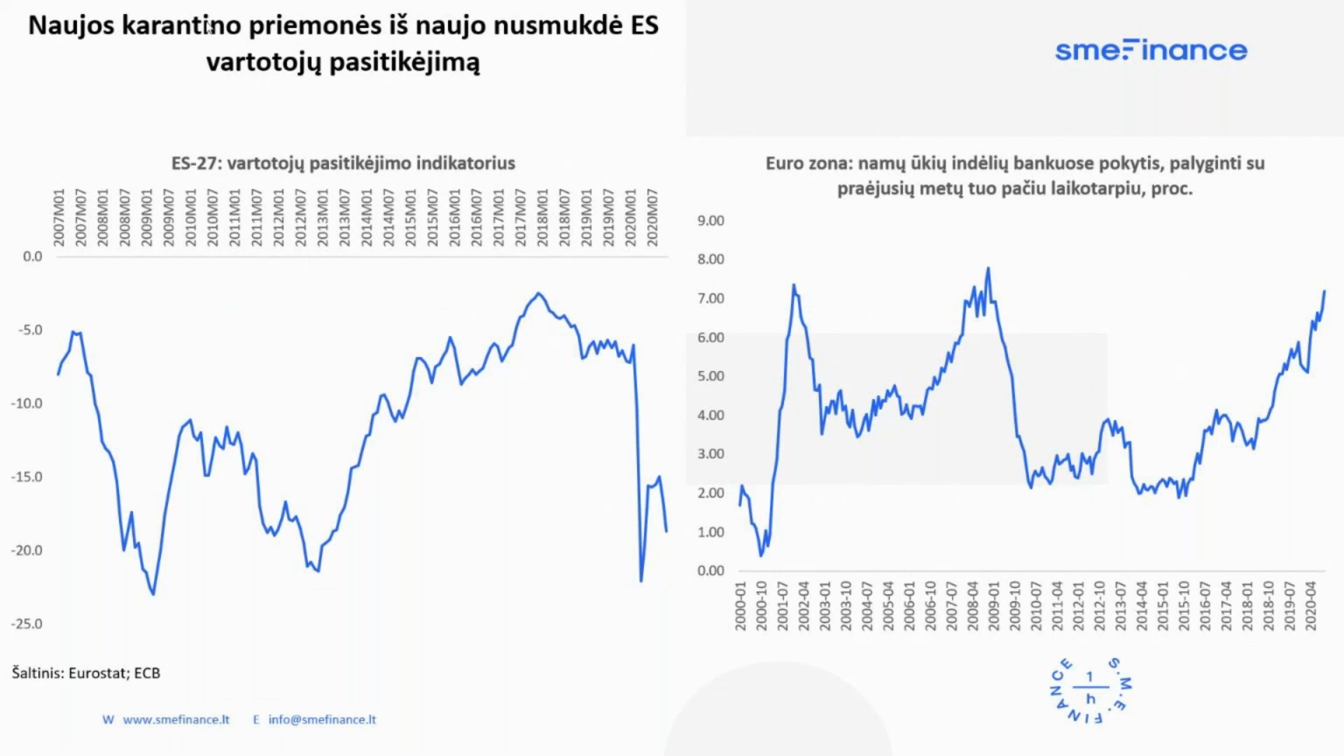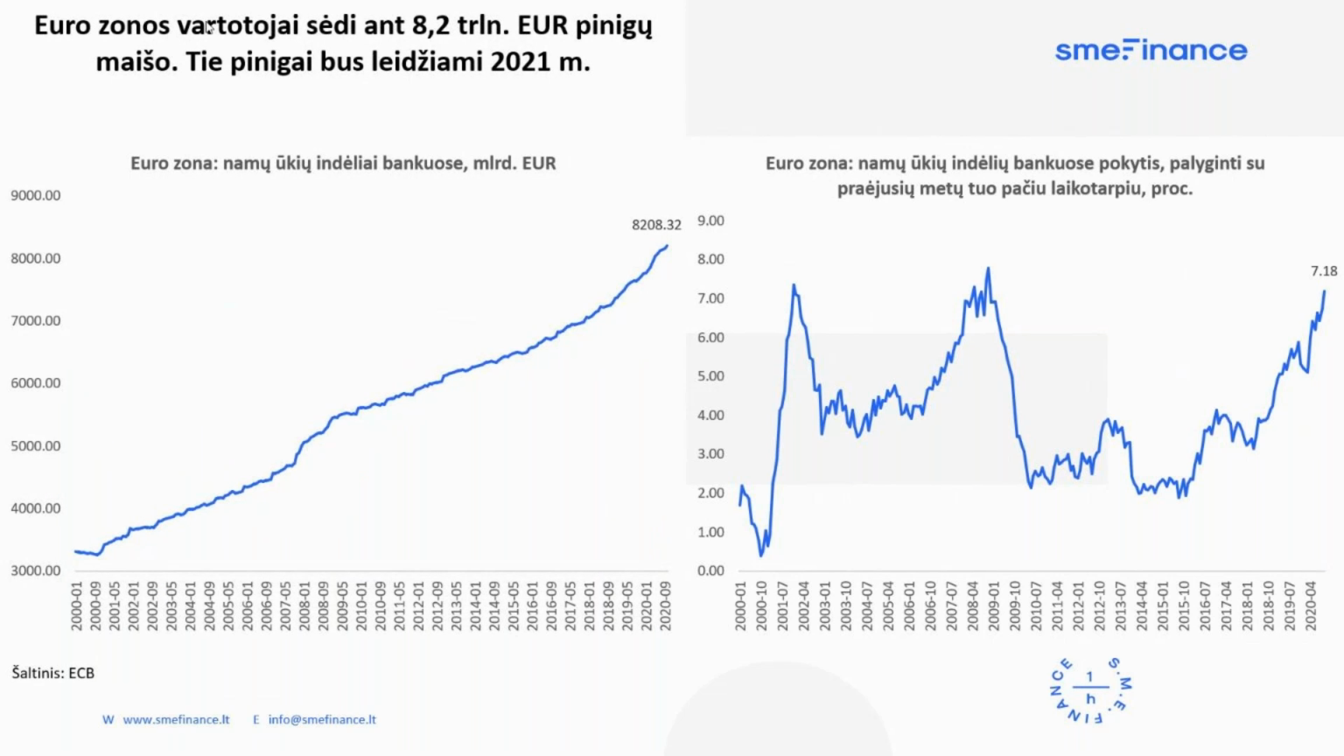And another problem is that if you look at the graph to the right, you see the annual change of deposits of Eurozone households in commercial banks. Right now, this annual change is at almost historically highest level, and the highest level from the beginning of the COVID-19 pandemic. This basically shows that European consumers are right now very keen on saving money and not keen on spending money. Total deposits of Eurozone households in commercial banks stand at 8.2 trillion euros.